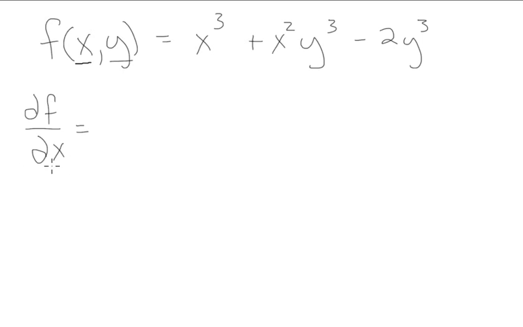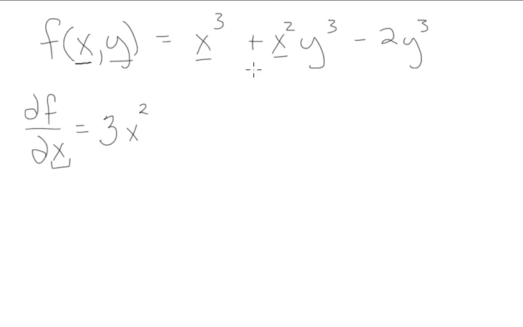When I'm taking the derivative with respect to x, what I do is I treat x as a variable, and I treat my other variable as a constant. And you'll see what I mean by that as I work through this. So I look at the first term. I'm going to take the derivative using the power rule. I bring down the 3. I'm left with x squared.